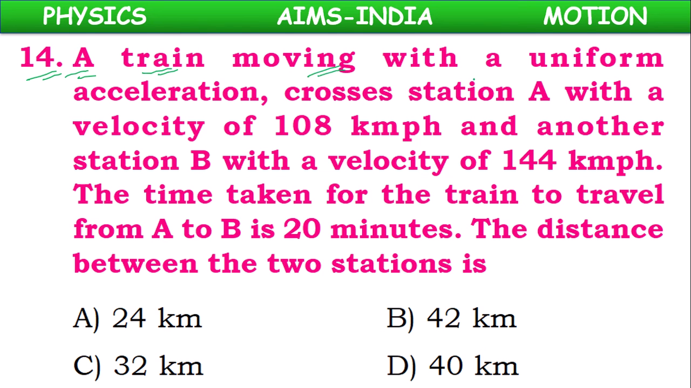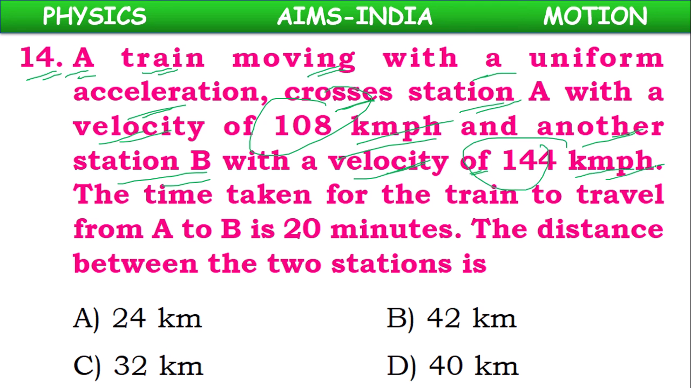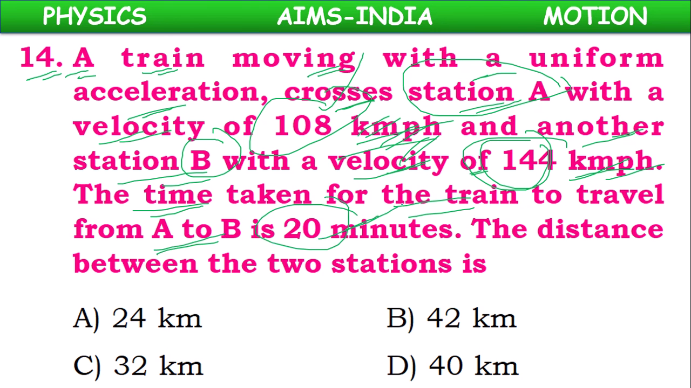A train moving with a uniform acceleration crosses station A with a velocity of 108 km per hour and another station B with a velocity of 144 km per hour. So it is crossing station A with 108 km per hour speed or velocity, and crossing station B with 144 kmph velocity. And the time taken for the train to travel from A to B is 20 minutes. Then the distance between two stations is how much?